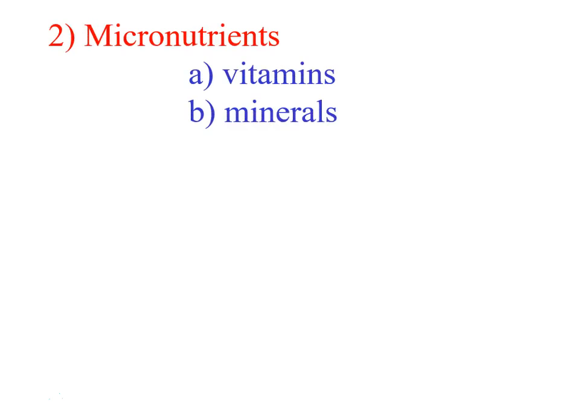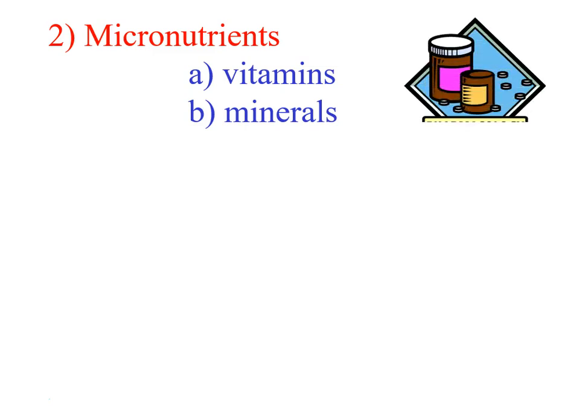We also need micronutrients, and the 2 types of micronutrients are vitamins and minerals. There are fat-soluble vitamins in the body, and then there are water-soluble vitamins in the body. And then minerals. Vitamins are organic, minerals are inorganic. That would be like calcium and phosphorus and potassium and sodium, minerals. Vitamins, I told you, fat-soluble and water-soluble.